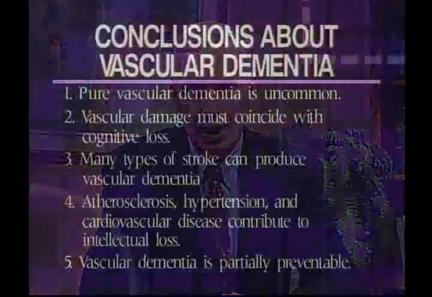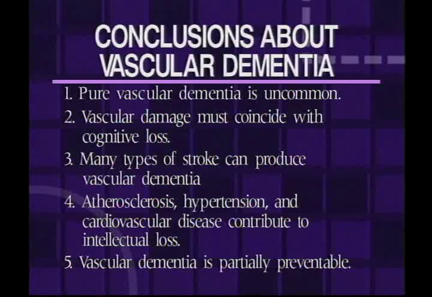What can we conclude about vascular dementia then? First of all, pure vascular dementia is uncommon, probably occurring in anywhere between 5 to 10% of all patients with dementia. However, mixed dementia, including vascular and Alzheimer's or vascular and diffuse Lewy body disease, is probably common. Secondly, if you're going to diagnose this disease, the vascular damage has to coincide with the intellectual loss. Thirdly, many types of strokes can produce vascular dementia.